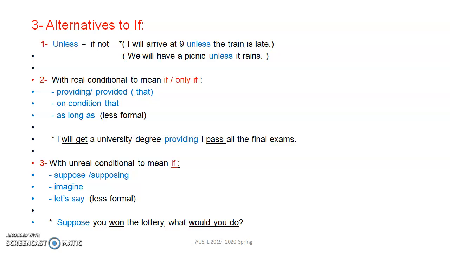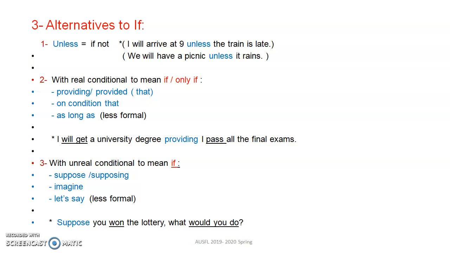The final subject is some alternatives to if. Please follow the page. Unless can be used for if not, with the meaning of if not. I will arrive at 9 unless the train is late. We will have a picnic unless it rains. If it doesn't rain.